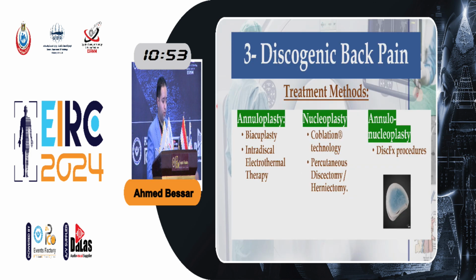For the treatment of discogenic pain, we can do three techniques: annuloplasty, nucleoplasty, and annulonucleoplasty. Annuloplasty treats the annulus, the pain originating from the nerve endings in the annulus fibrosus, by doing acuplasty or intradiscal electrothermal therapy. Nucleoplasty treats the nucleus pulposus herniation, maybe by coblation therapy for contained disc herniation, or percutaneous discectomy or herniectomy. And the third technique is annulonucleoplasty, called the disc fix procedure.